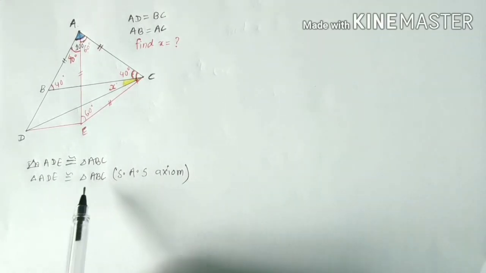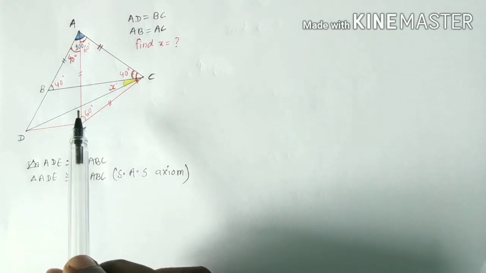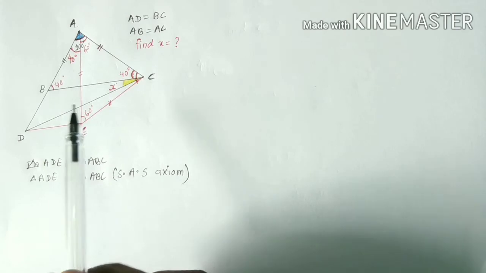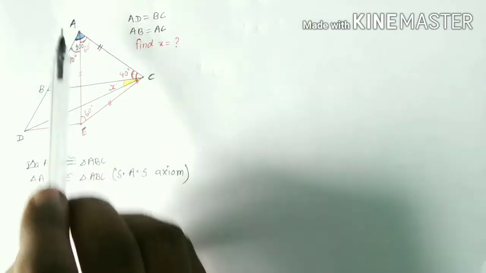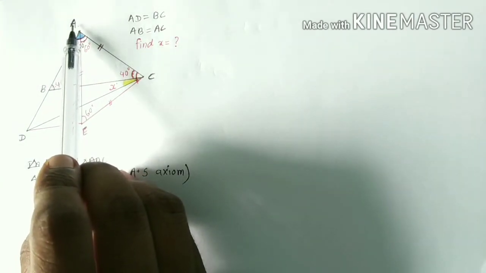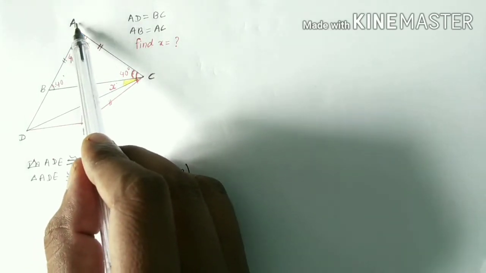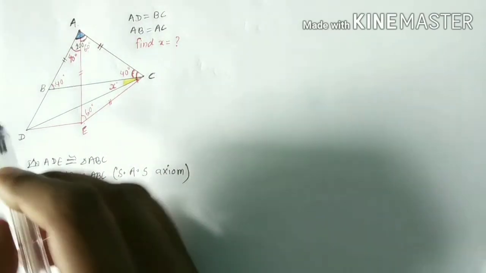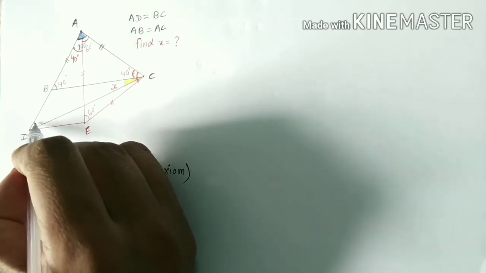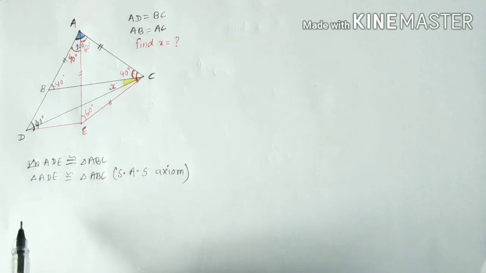And if these two triangles are congruent, then the corresponding angles of these two triangles will be equal. The corresponding angle of the side AC is 40 degrees, so the corresponding angle of side AE also will be 40 degrees, because as we know, the corresponding angles of congruent triangles are equal.